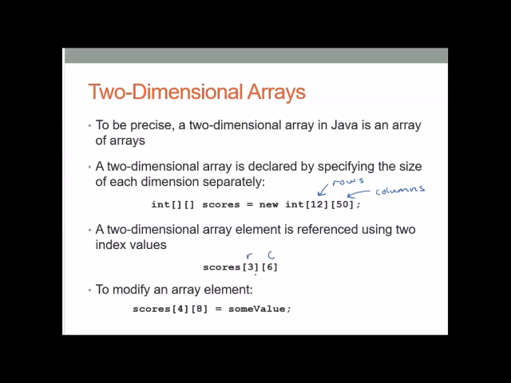And then to modify an array element, we can just use the equals operator. So we don't have to use any methods like get or set to access values. We can just say scores[4][8], that's the fifth row, ninth column, because our index values start at 0, is equal to some value. So we can just reset whatever it was. So say that value was 10, we can set it to some other value. Say we can set it to 20. And that's how you would change the element.